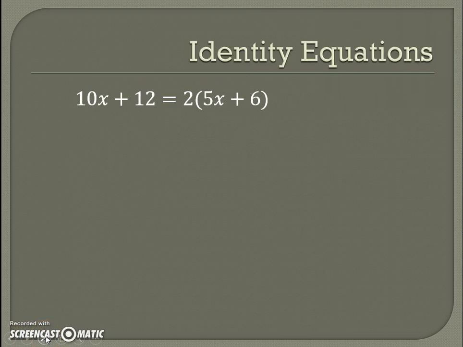All right, what happens with these identity equations? So, I see some parentheses, so let's go ahead and get rid of these. So I'm going to have 2 times 5x is 10x, 2 times 6 is 12, and I end up getting something like this, where I get 10x plus 12 equals 10x plus 12. And I could go through and solve all this, and what you end up getting is that 0 equals 0. Anytime that happens, or if I subtract this 10x, I get 12 equals 12.